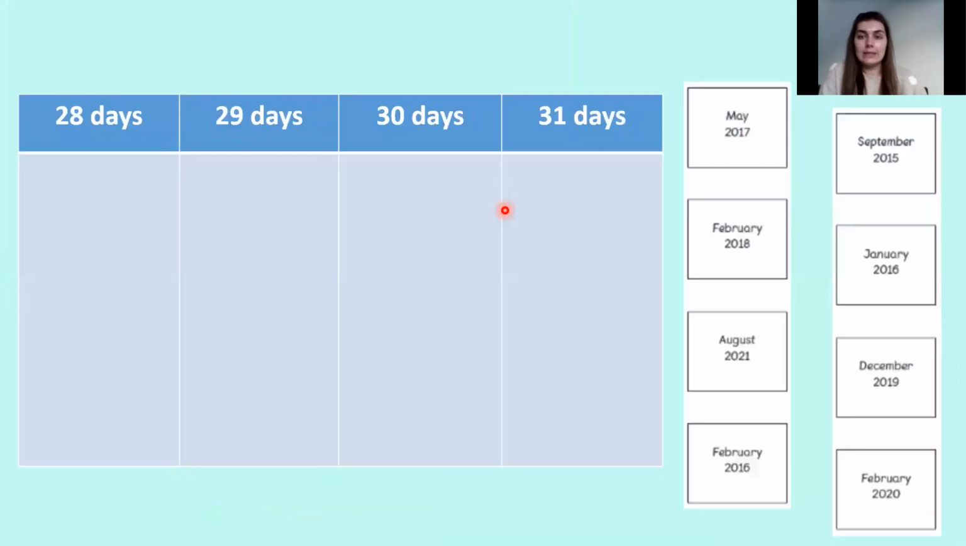Now, your activity for today is to take these months with the years underneath, cut them out, and either stick them, or you can just write them if you want to, in which column you think they belong in. Now, you do have to pay attention to the year as well. I'm sure you can access a calendar from previous years, either online or on someone's phone, and then you just need to put them in the columns that you think they belong in.